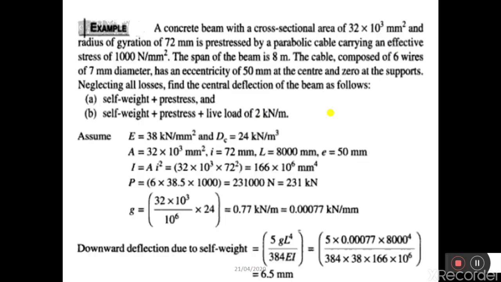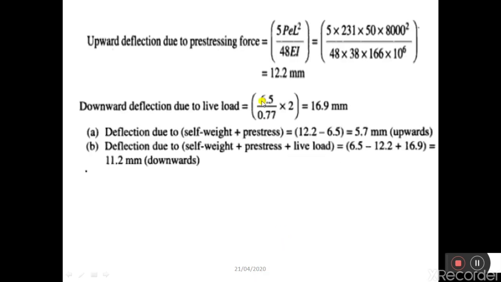We can also use this equation to calculate the deflection due to live load when the live load is UDL. Here the live load is UDL, hence we can use this equation, or else we can calculate it by interpolating the values of deflection due to self weight and live load. So the first condition is the deflection due to self weight and pre-stress.